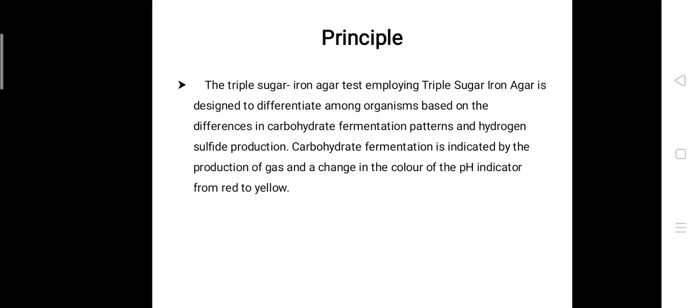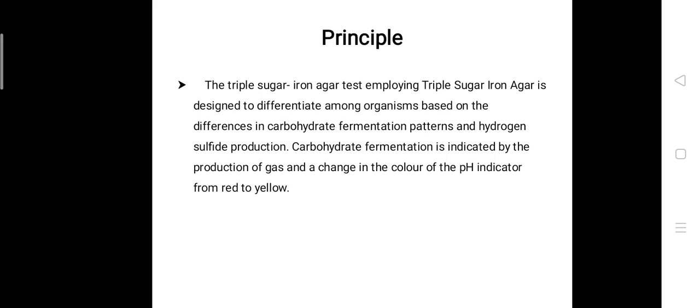In a simple way, let me also tell you the principle in another way. Phenol red is for detecting the carbohydrate fermentation, and ferrous ammonium sulfate for detection of hydrogen sulfide production. Here the carbohydrate fermentation is detected by presence of gas and a visible color change from red to yellow by the pH indicator phenol red. Then the production of hydrogen sulfide is indicated by the presence of precipitate that blackens the medium at the bottom.